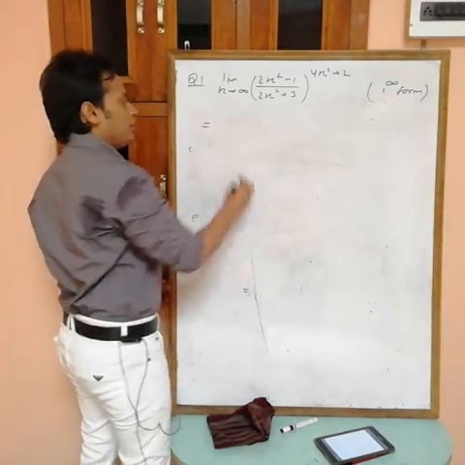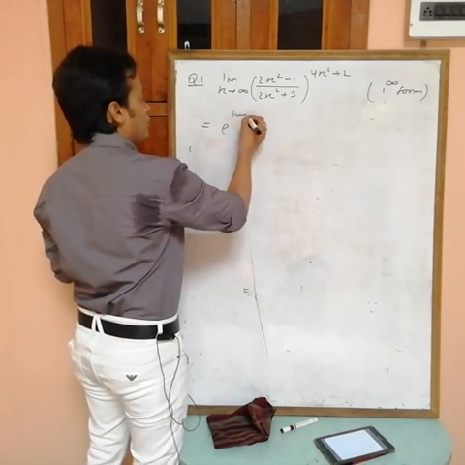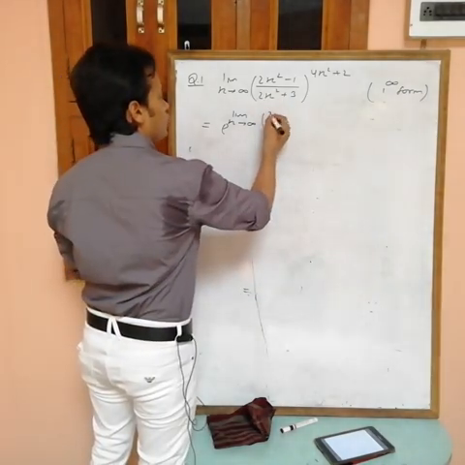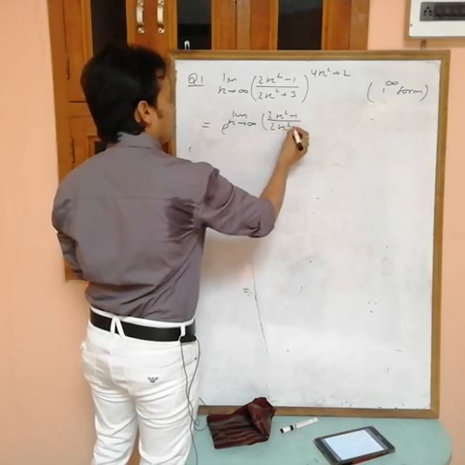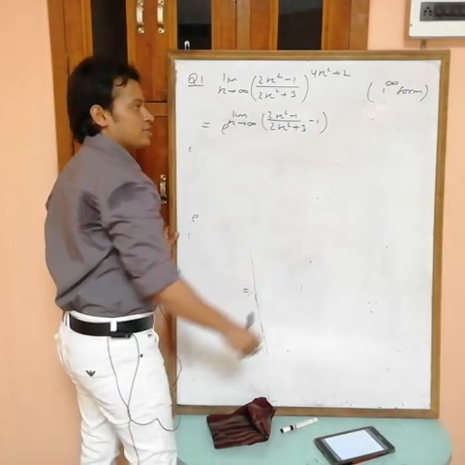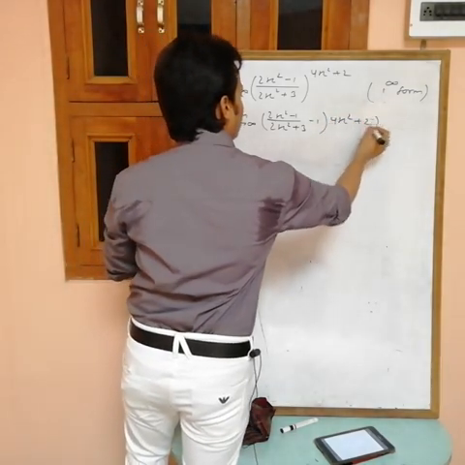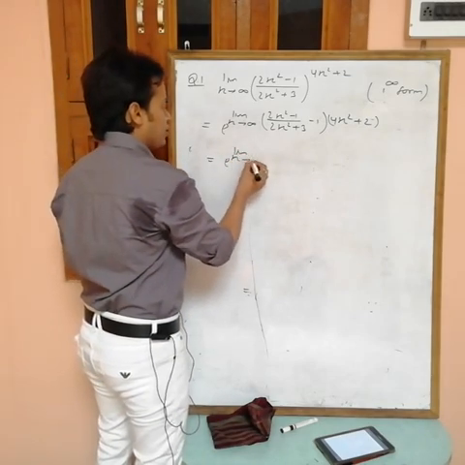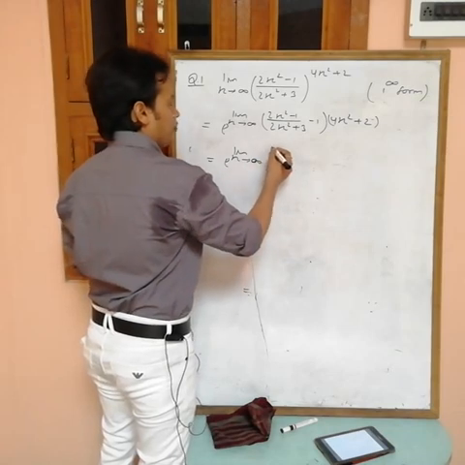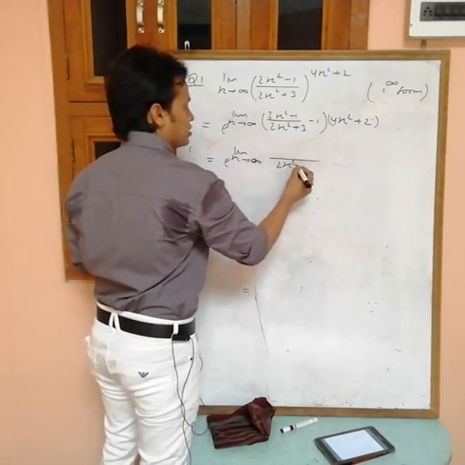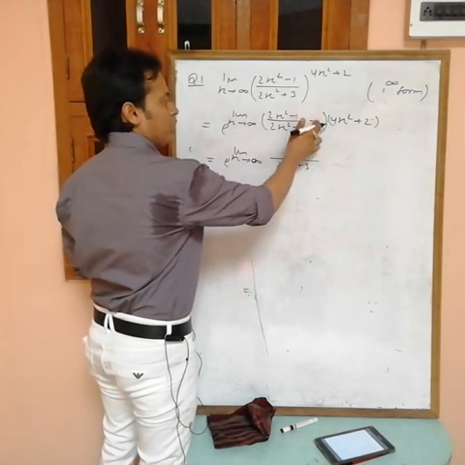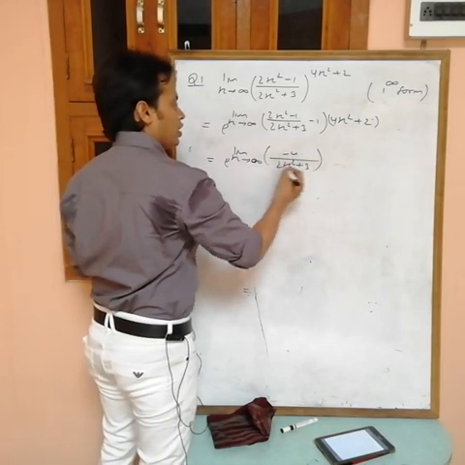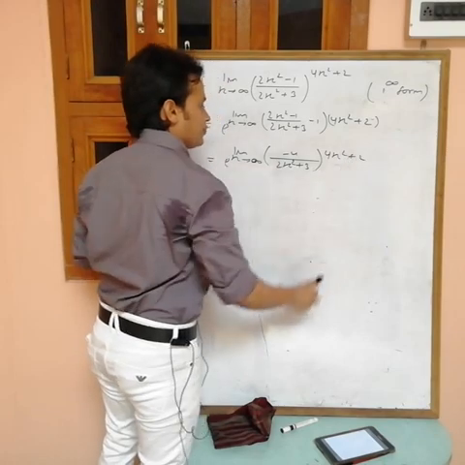We have only one formula, so you can write this as e power limit x tending to infinity of (f(x) − 1) into g(x). f(x) − 1 means (2x² − 1)/(2x² + 3) − 1, into g(x), where g(x) is 4x² + 2. Now take LCM. E power limit x tending to infinity, if you take LCM, (2x² − 1 − 2x² − 3) over (2x² + 3), the 2x² cancels out, and −1 − 3 is −4, into (4x² + 2).